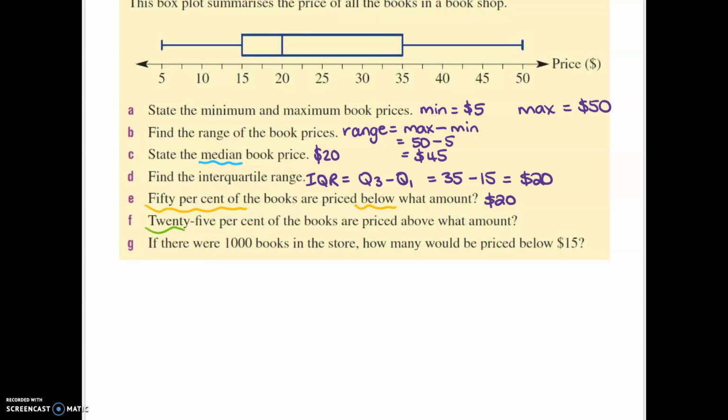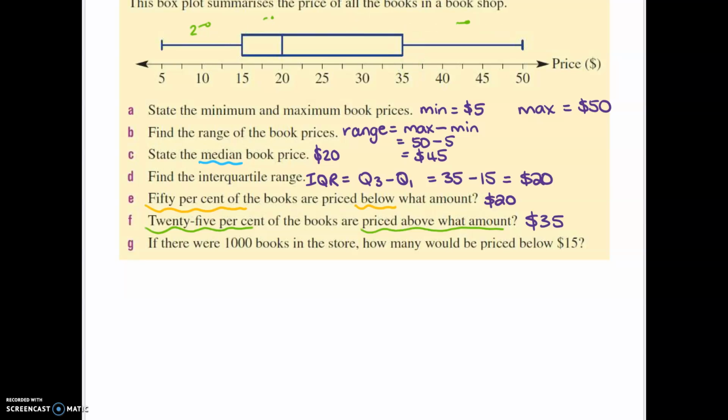25% of the books are priced above what amount? So the top 25%. Now in between each of these, you've got 25% of your data in there. You've got a quarter of your data in here. This one's a bit more spread out, but you still have 25% of your data there. They're talking about the top 25% in this bit. 25% of the books are priced above what amount? So for this one, it's going to be the $35. You've got a quarter of the data that are dearer than that.